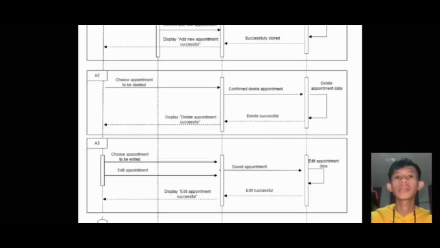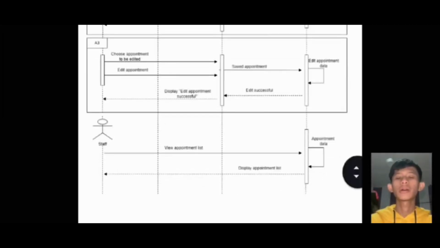For A2, the client can choose an appointment to be deleted. Once they confirm the delete, the data will be deleted, and after the delete is successful, the display will show delete appointment successful. For A3, if the client wants to edit their appointment, they can edit and save the appointment data and it will display edit appointment successful.